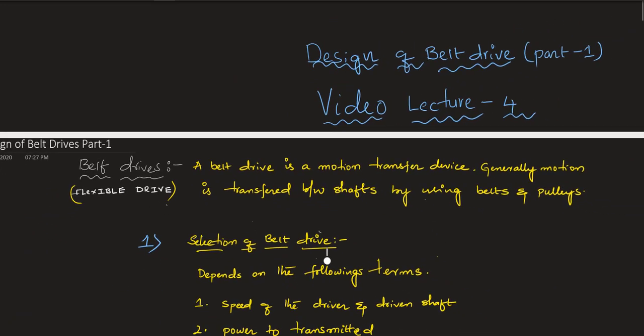So let us start with the formal definition. Let us start with the definition of a belt drive. A belt drive is a motion transferring device. Here you can see that, motion transferring device.